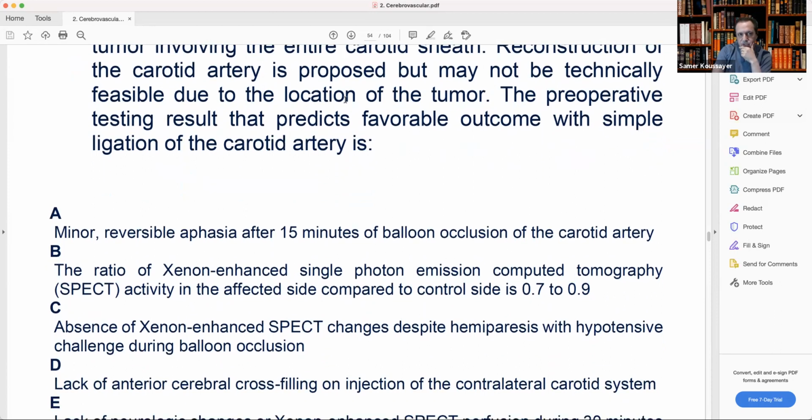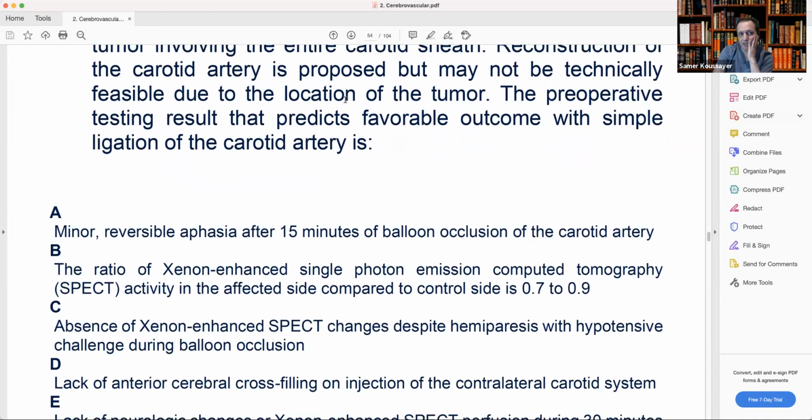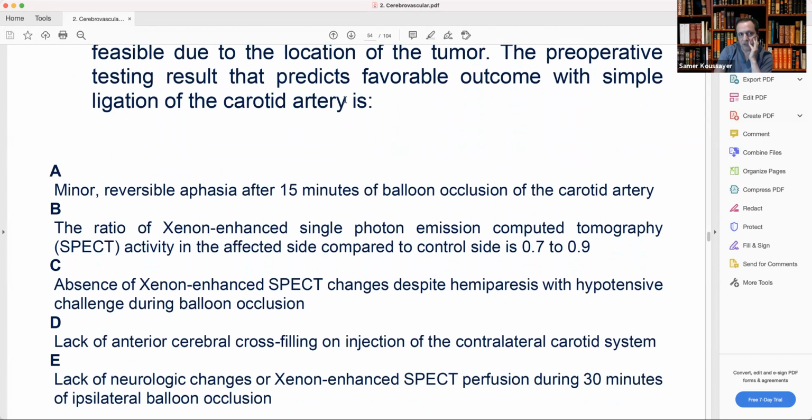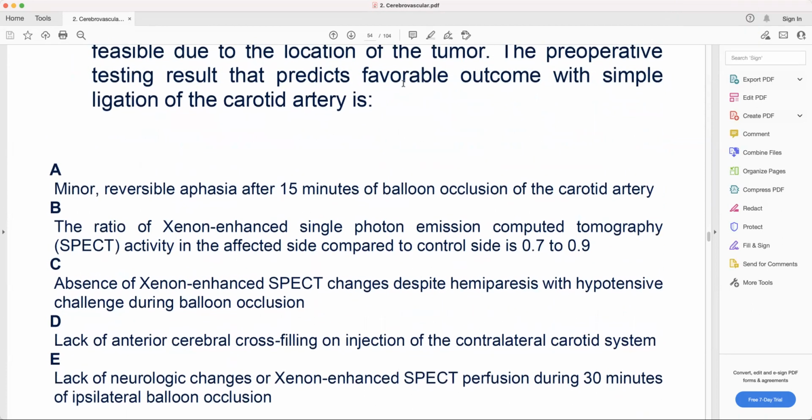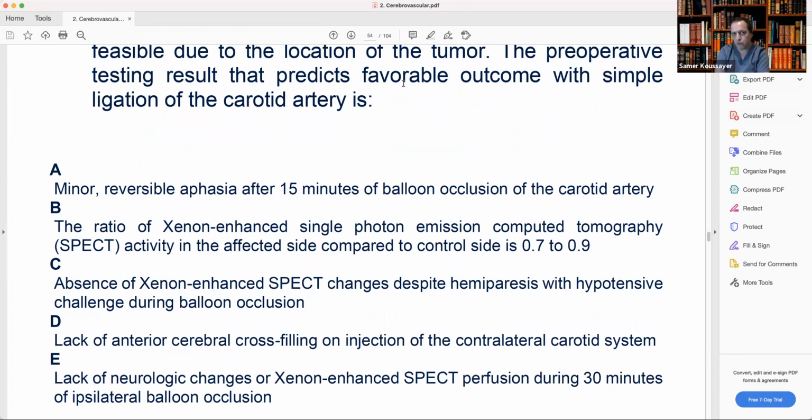So let's go through the question. I think it's a good question because as a practical question, you may need it even in your clinical life. Let's go through it one by one. What he's asking is the predictor of favorable outcome. Which one says you have a good outcome, that he will tolerate it? What of these tells you that the balloon occlusion test is negative, a favorable outcome, that he will tolerate the ligation of the carotid artery? So let's go one by one.